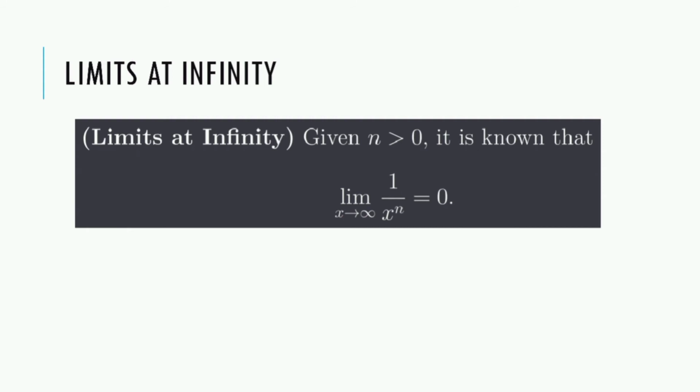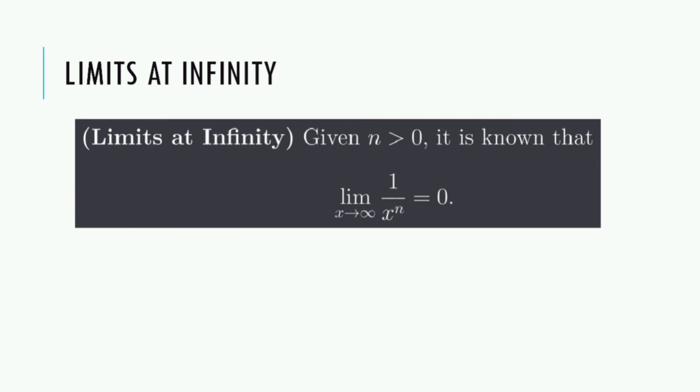Now we have the limits at infinity. Given n is greater than 0, it is known that the limit of 1 over x raised to the nth power as x approaches infinity is equal to 0. This applies when the given limit is at infinity and the given function is a rational expression.